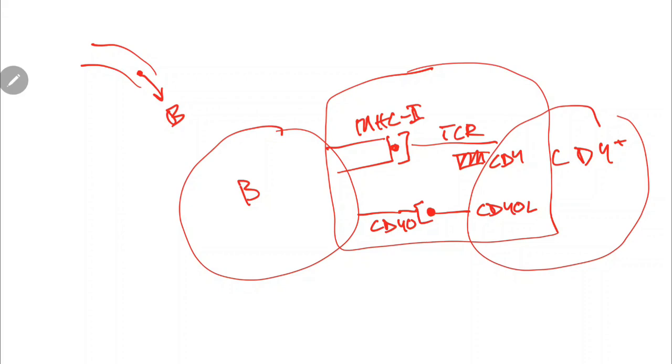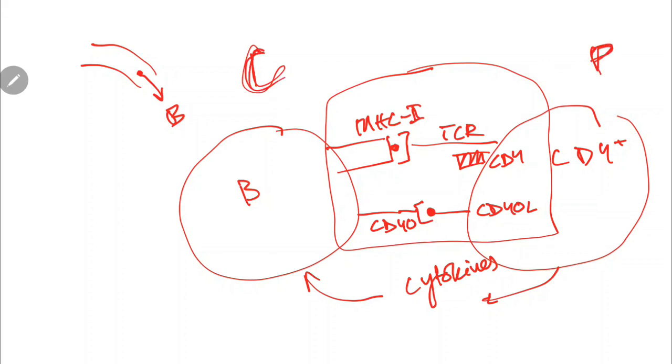When this interaction occurs, what happens is that your CD4 positive helper T cell secretes cytokines. These cytokines are important for the activation and proliferation of your B cell. It can turn it into a plasma cell, it can undergo class switching, and many other functions which are important for our immune response. And the reason why it happens is because your cortex, which contains your B cells, and the paracortex, which contains your T cells, are close together.